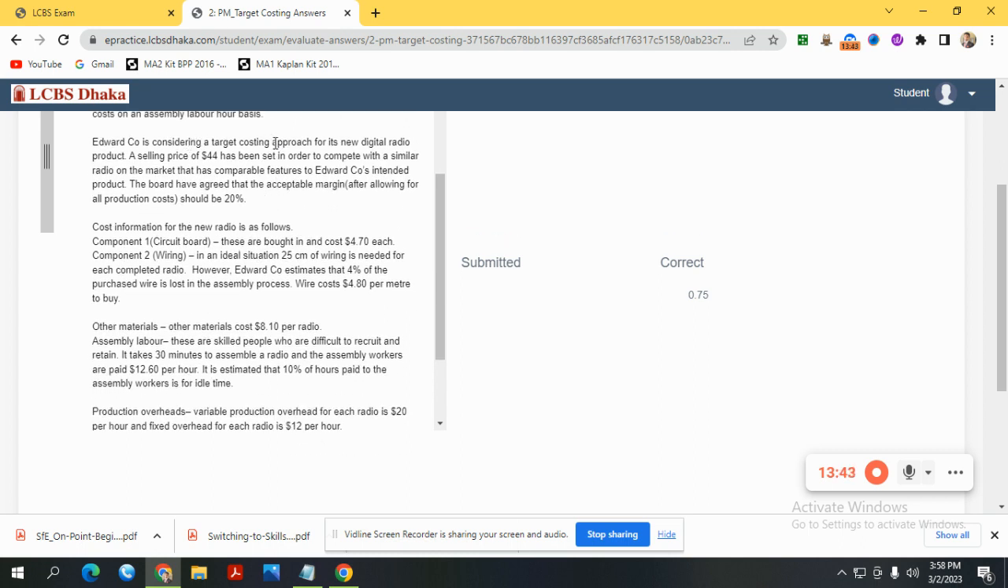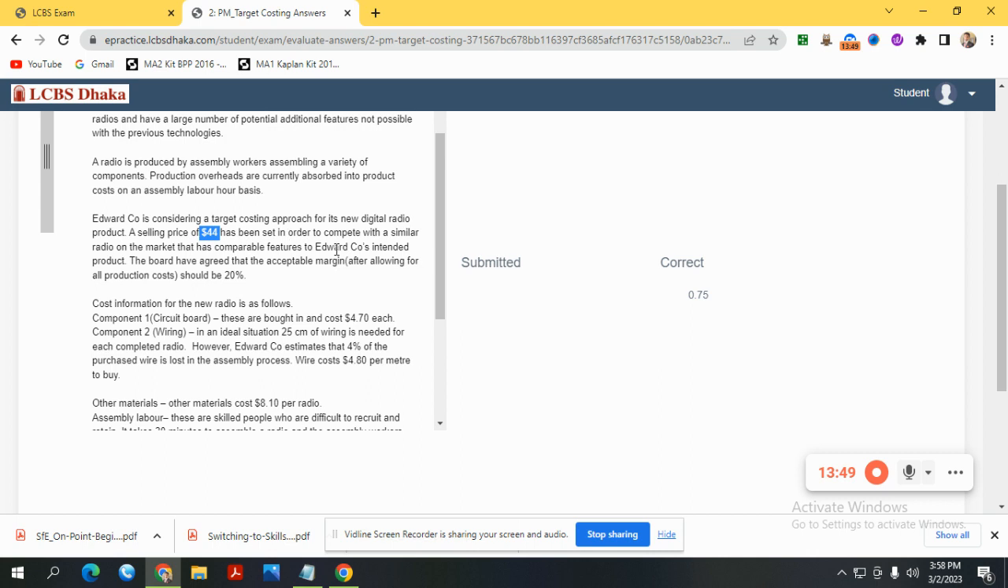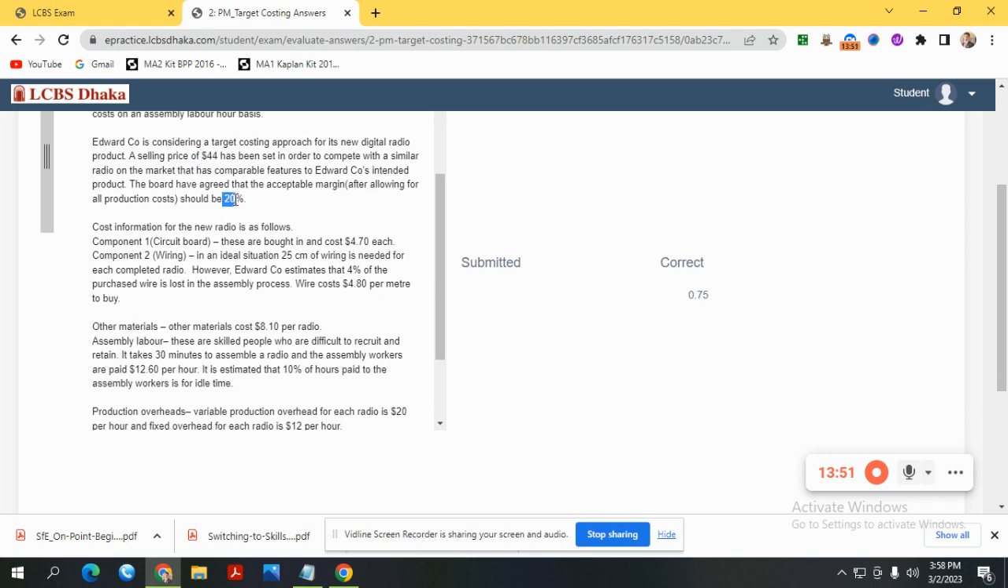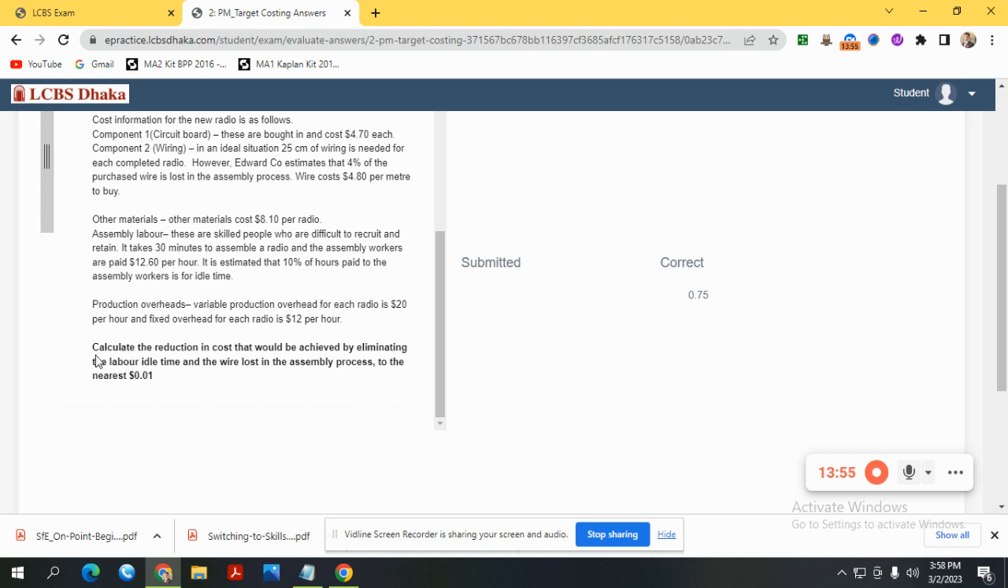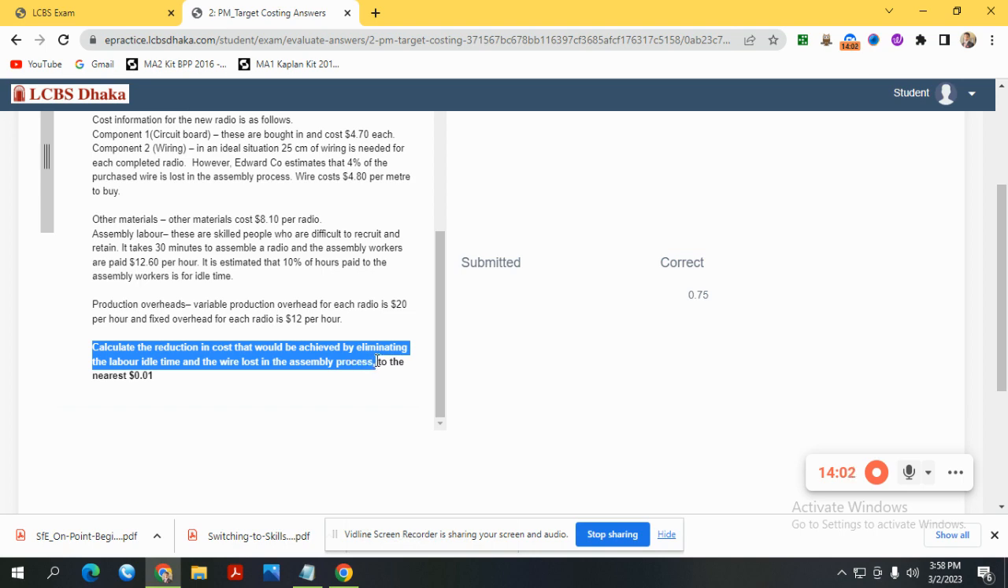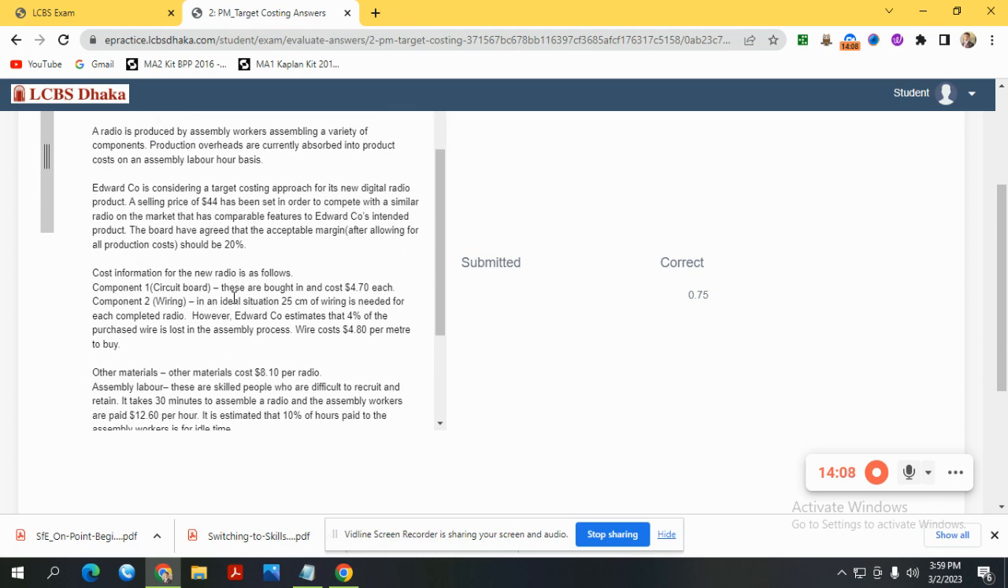So Edward Co is considering a target cost approach, selling price of $44. Okay? Selling price is given, and they want a margin of $20. Fine, but that has nothing to do with our question here. Here it says, if we avoid the extra loss in labor time and wire assembly, how much money will we save. So let's do this.